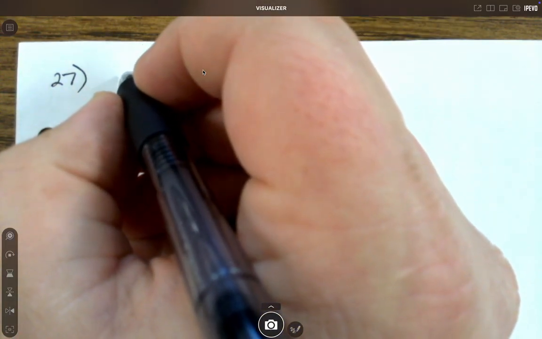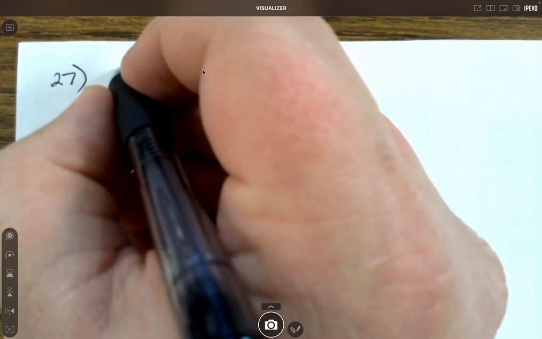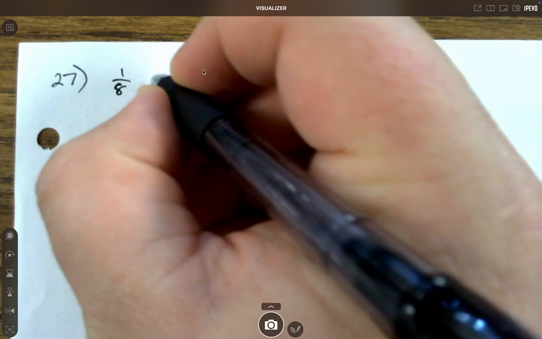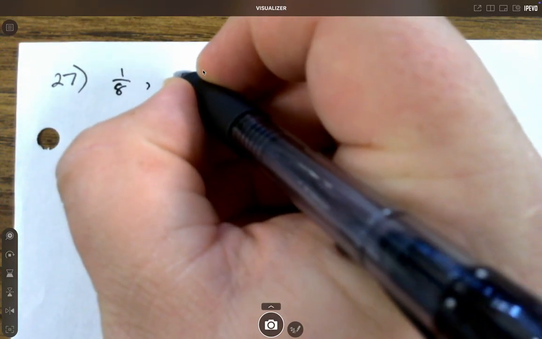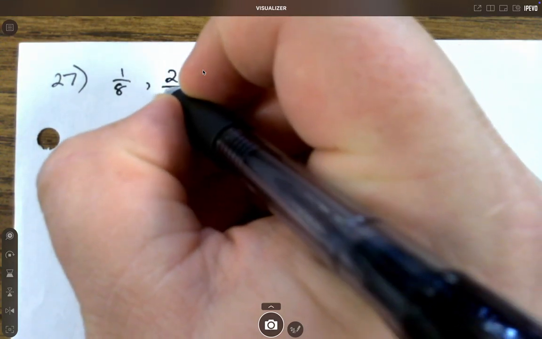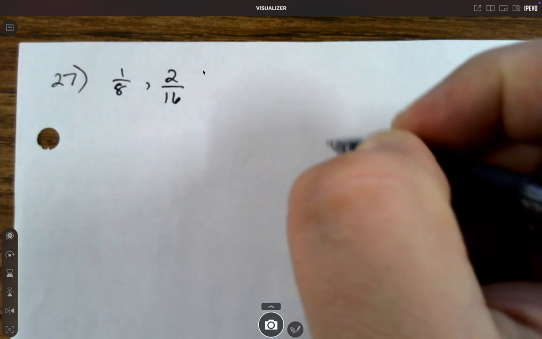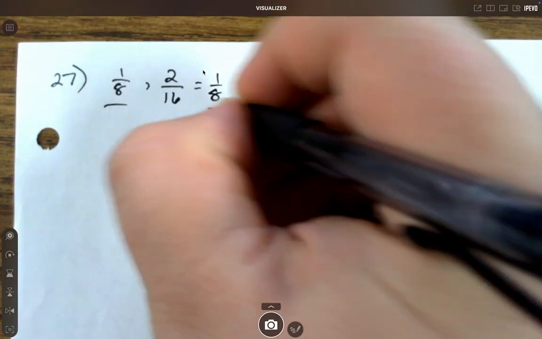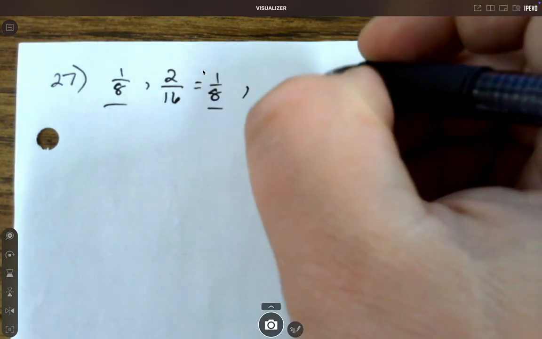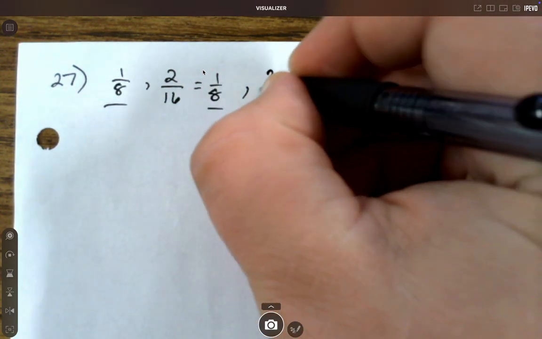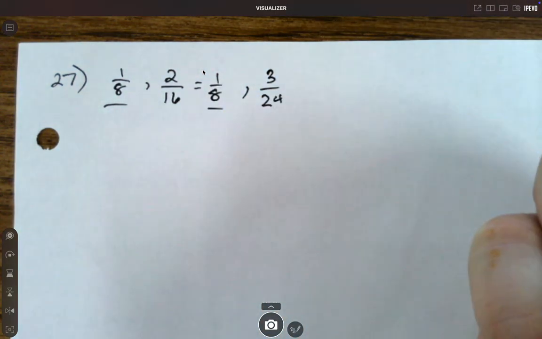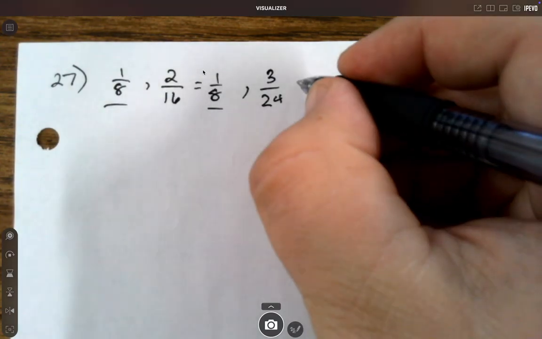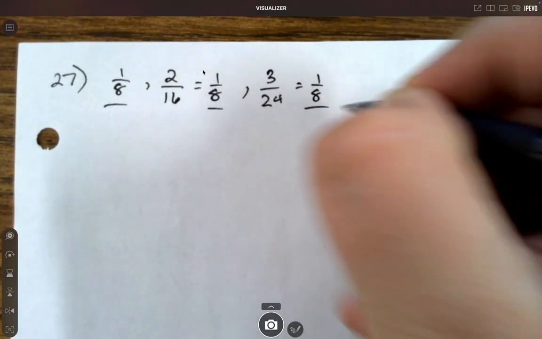So this is where we do fractions and see if they're all equal or not. So in 27, we have 1 over 8. That's as reduced as it can be. 2 over 16. Those can both be divided by 2, and they become 1 over 8. So far, we're equal. 3 over 24. Those can both be divided by 3, and it will reduce to 1 over 8. So still equal.